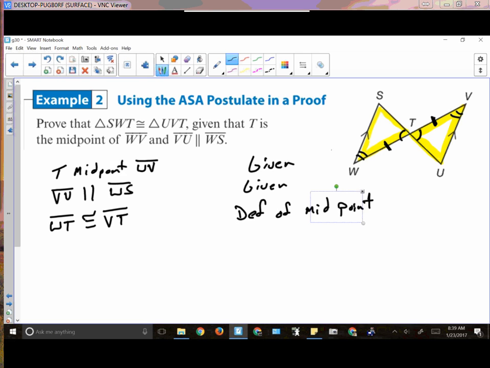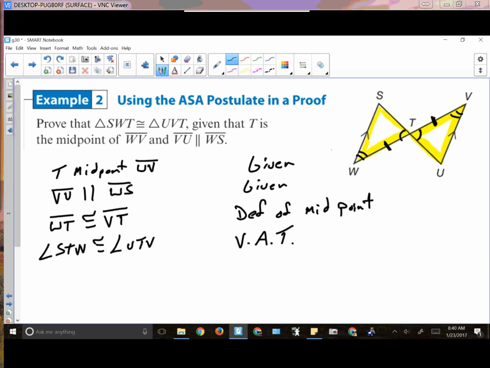What was the next thing that we said were the same? We picked out a couple of angles, didn't we? So we said that angle STV or STW is going to be congruent to angle UTV. Why? Yep. Vertical. Here.